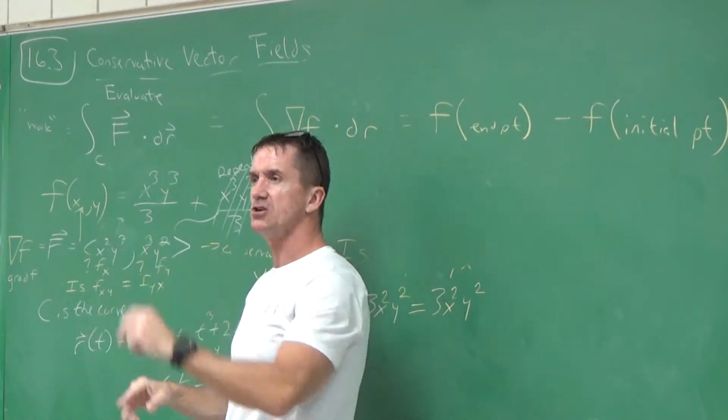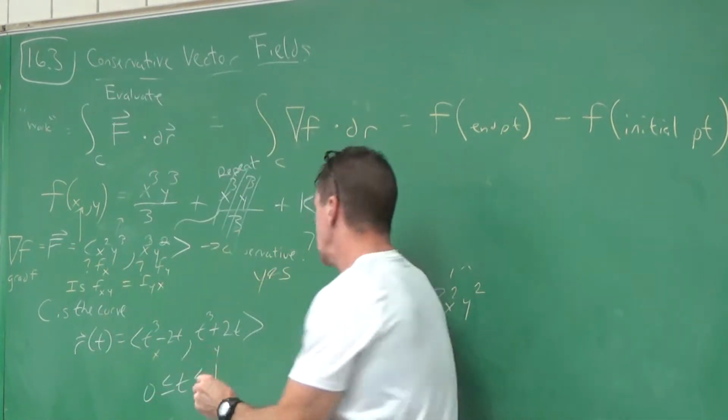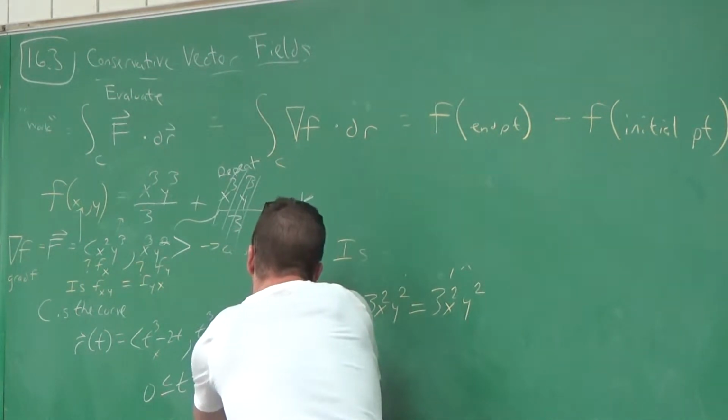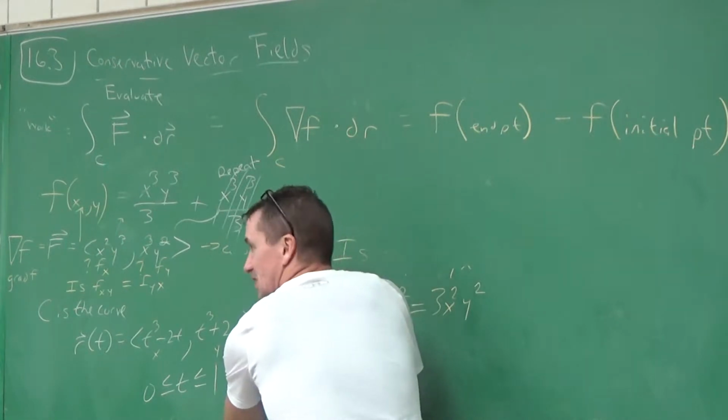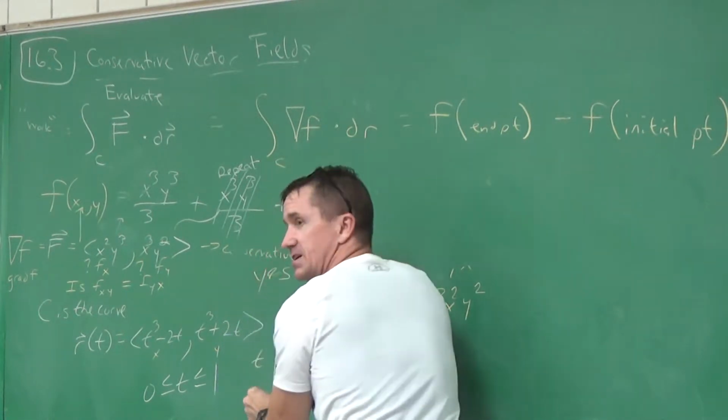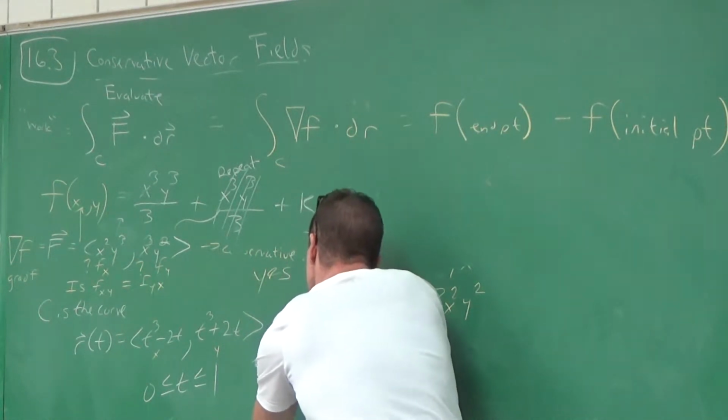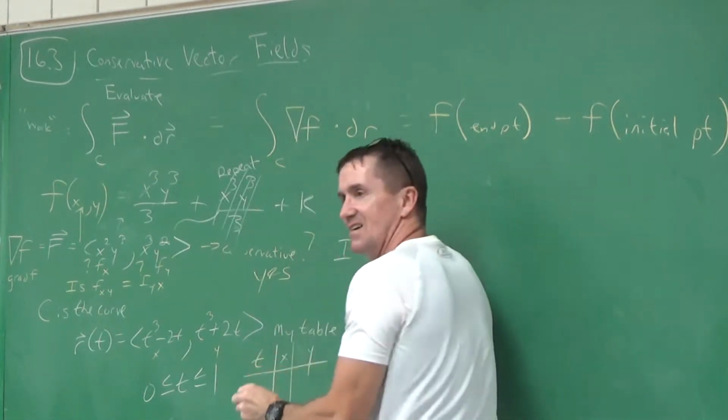I encourage you to make your own little table, right on the test. Go. This is going to be, let's call it my table. Make your little table, and you know what you're going to put in there? A row for T, a row for X, and a row for Y. This is the mystery.